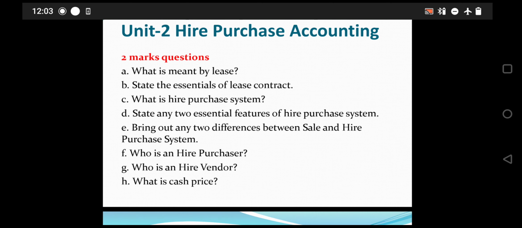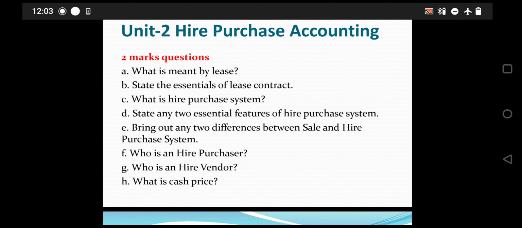Then the next one, state essential features of hire purchase system. Any 2 they may ask. There are so many features, around 6 to 7 features. You may explain any 2 or you can write any 2. The first feature of hire purchase system is that it is an agreement between 2 parties. Who are those 2 parties? We can say hire vendor and hire purchaser. Hire vendor is a person who provides the asset and hire purchaser is a person who uses the asset.